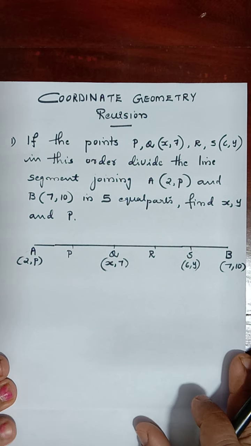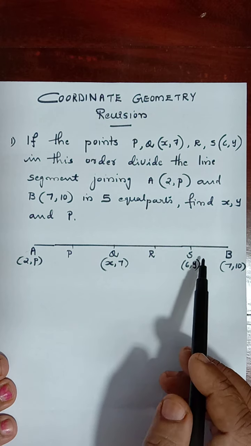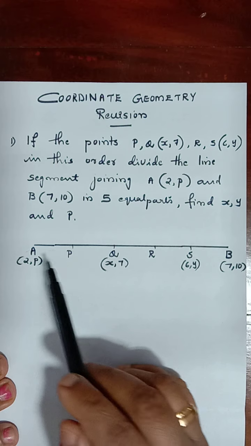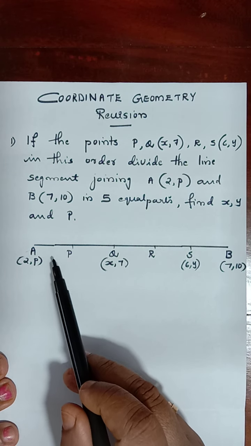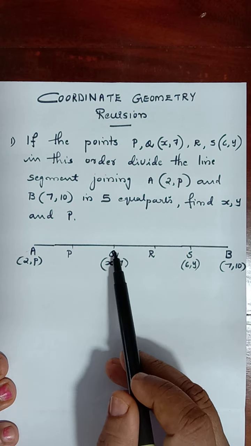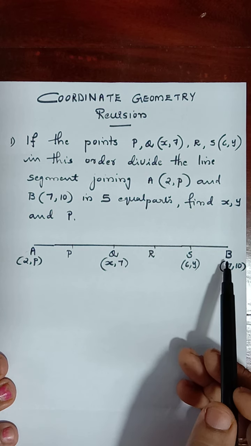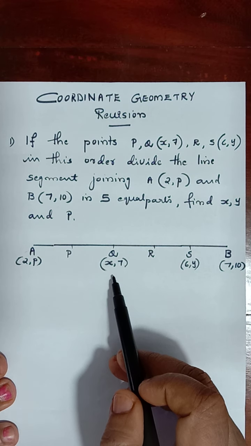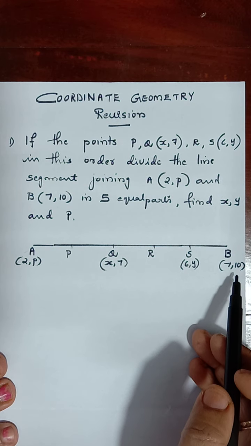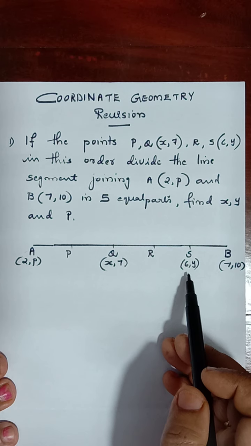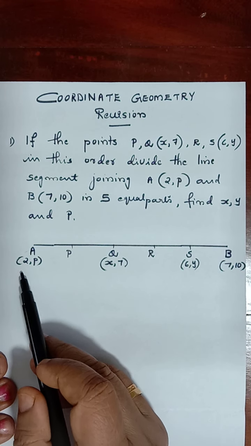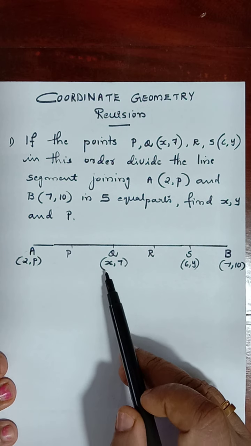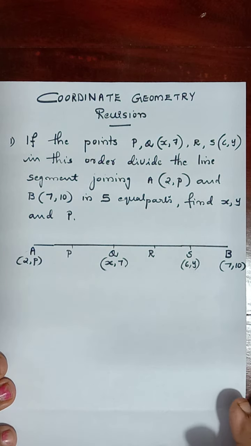So you can see in this figure here I have drawn a line. According to the question, we have drawn a line AB, and AB is divided into 5 equal parts: AP, PQ, QR, RS and SB. Here Q coordinates are (x, 7), B coordinates are (7, 10), S coordinates are (6, y), A coordinates are (2, p). These are the given points to us. We have to find out what x, y and p are.